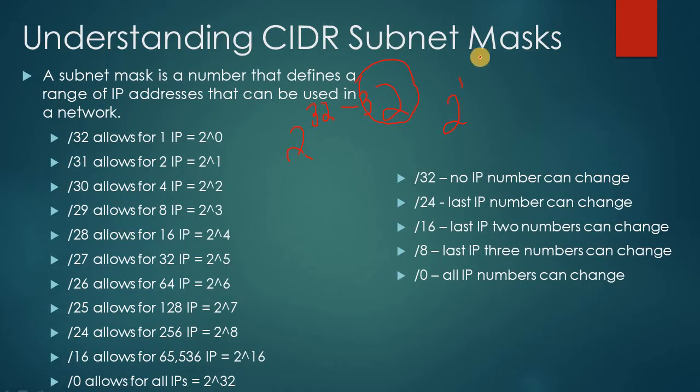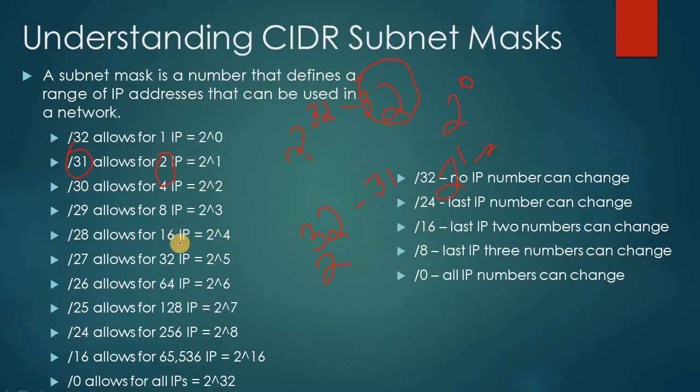2 to the power 0 means 1, so you will have one IP address. If I go for 32 minus 31, for the second one, 2 to the power 1 means 2, so you will have 2 IP addresses right here.